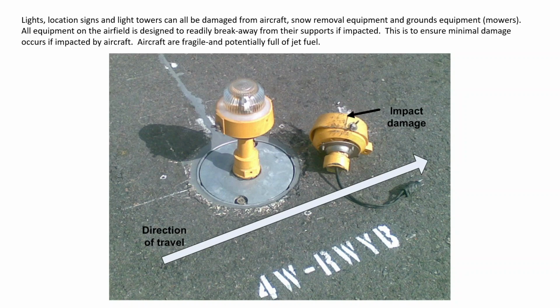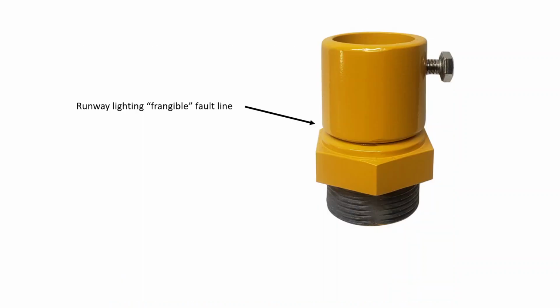Now, lights, location signs, and light towers can all be damaged from aircraft, snow removal equipment, and grounds equipment, such as mowers. All equipment on the airfield is designed to readily break away from their supports if damaged. This is to ensure minimal damage occurs if impacted by an aircraft. Aircraft are fragile and potentially full of jet fuel, and let's not forget people. Due to this, most of the equipment is going to be built with a frangible fault line where it's engineered to break away at a predetermined amount of force.